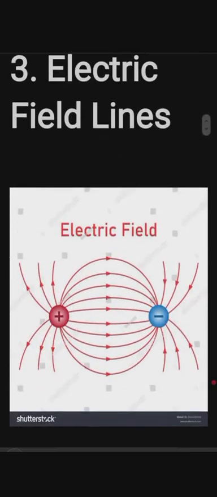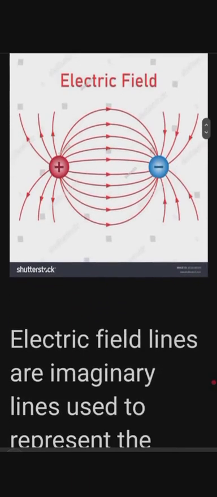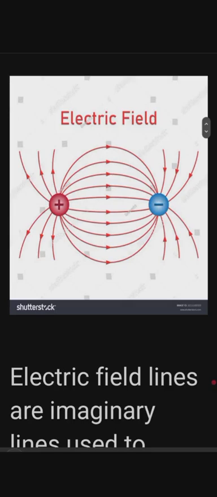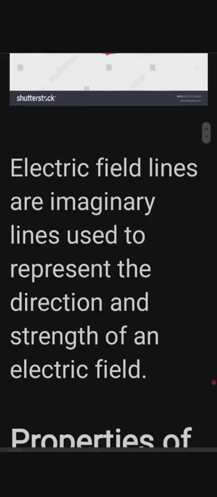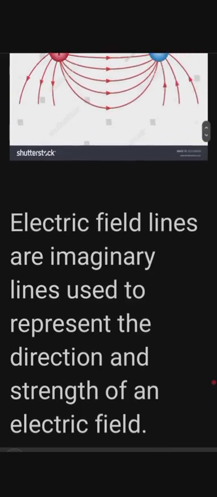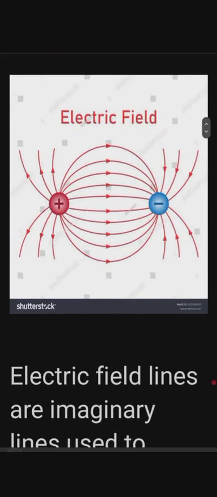Electric field lines. Electric field lines are imaginary lines. Look at this diagram. This is an electric field. This electric field is described with the electric field lines. The lines are imaginary lines that are used to represent the direction and the strength of an electric field.